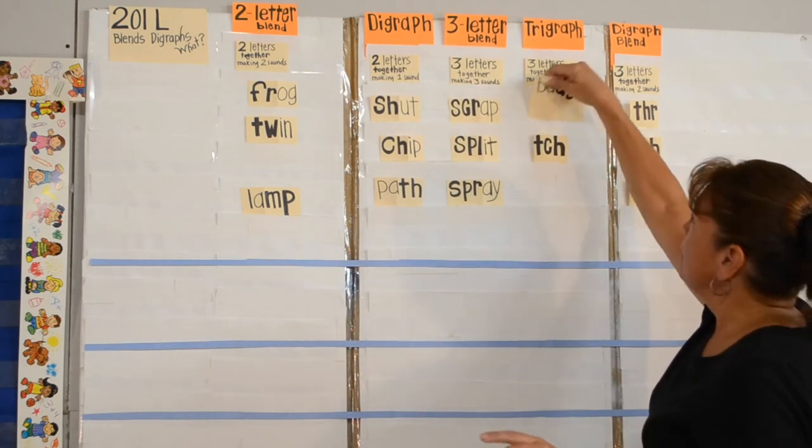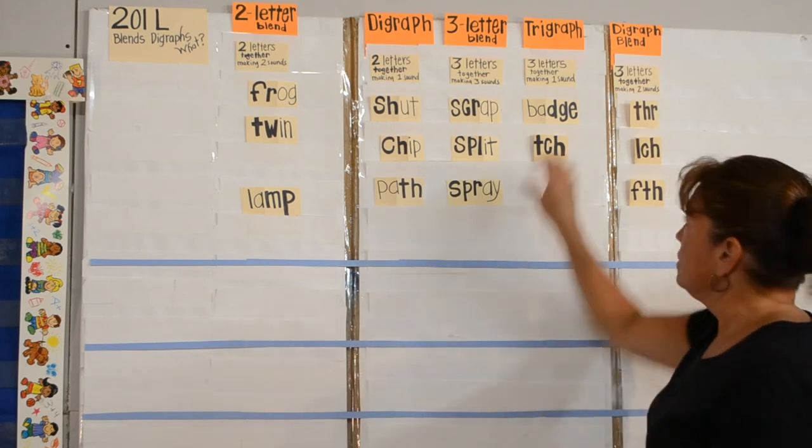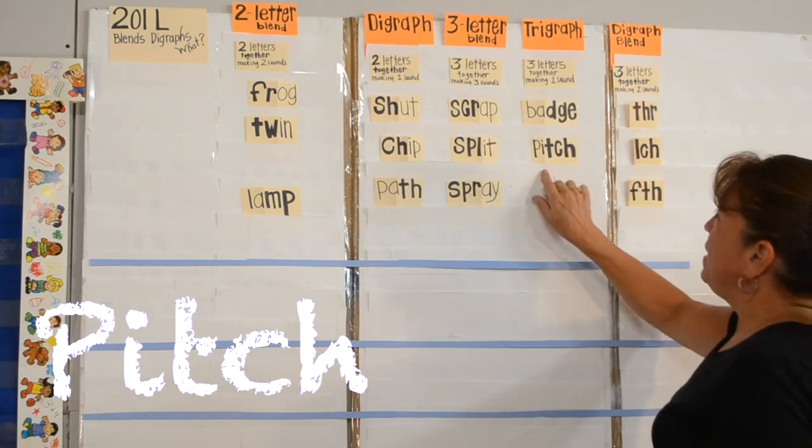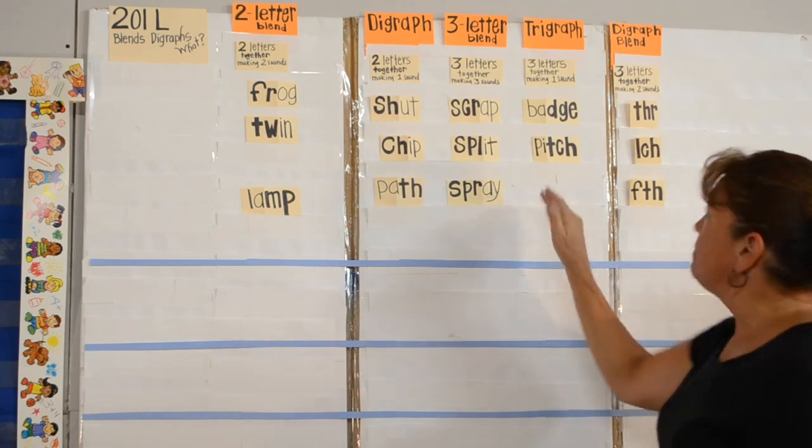Our trigraphs. DGE saying j. Badge. TCH saying ch. Pitch. Trigraphs we will always find at the end of words.